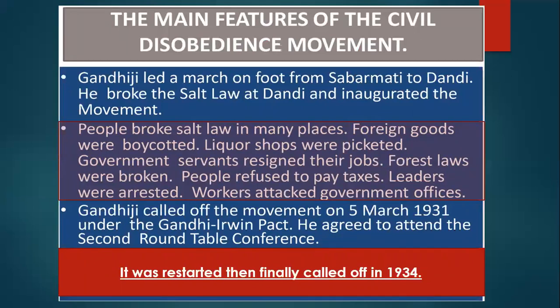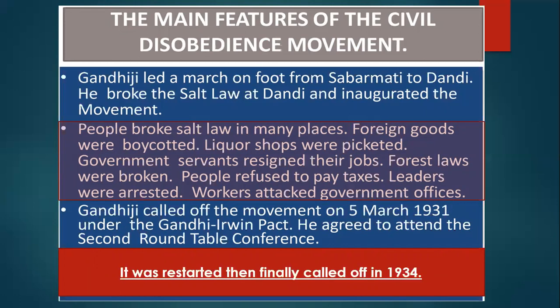When all these things were happening, the Britishers started arresting the national leaders who were giving the people encouragement to revolt. According to the Britishers, if they arrested the leaders, then with no leader the movement would be called off. But the people attacked the government offices, showing their anger towards the Britishers for arresting their leaders. Now, when Gandhiji came to understand the situation, he felt that a lot of violence was also taking place in so many places.